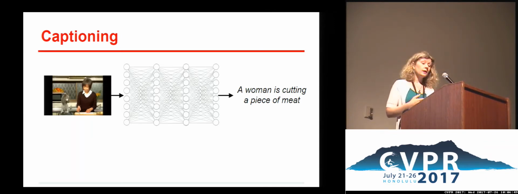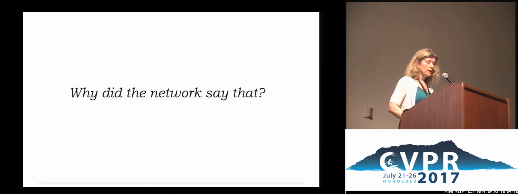So in captioning, our goal is to take an input image or video in this case. I'm going to talk mostly about video captioning, but also some image. We use that video as input to a neural network that then predicts a caption. It's a variable-length sequence of words that describes the main activity or the main content of the image. But what I'm particularly interested in is why the network is predicting the caption. The question that I'm going to talk about today is why did the network say that?